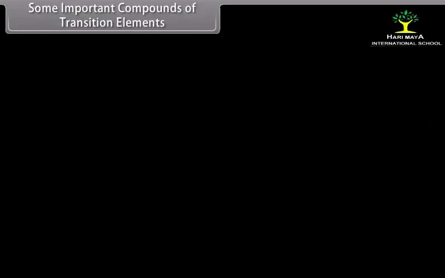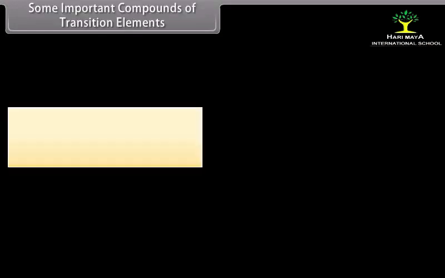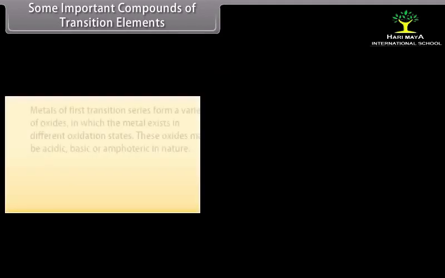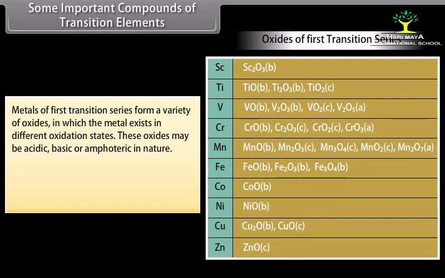Some important compounds of transition elements. The transition metals react with non-metals such as oxygen, nitrogen, halogens, sulfur, and carbon to form binary compounds. Some of these compounds find important industrial applications. Metals of the first transition series form a variety of oxides in which the metal exists in different oxidation states.